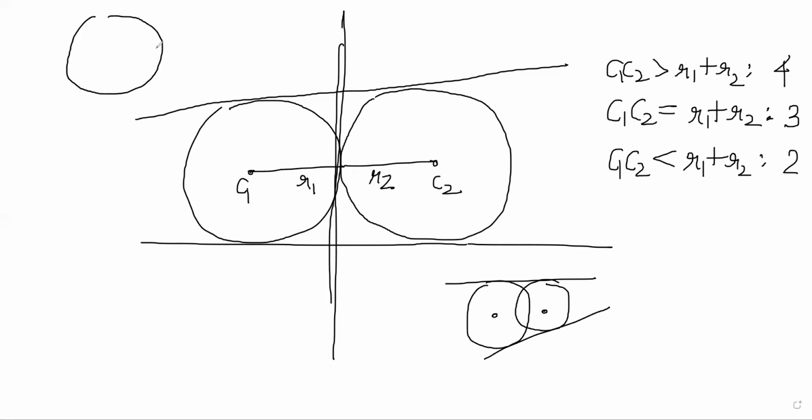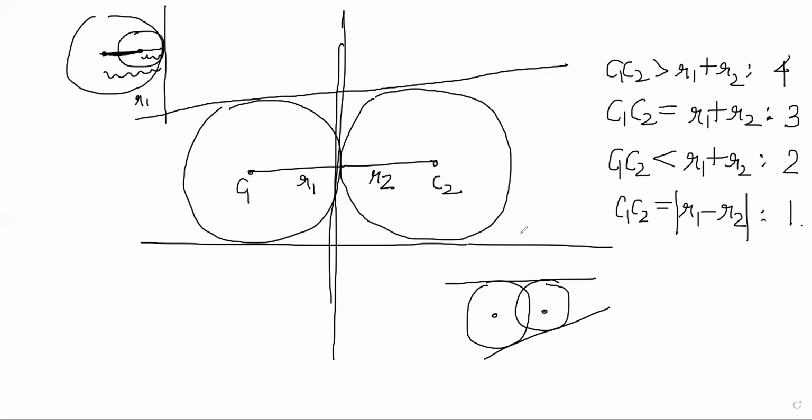Another case is like this, right? If C1C2 is equal to R1 minus R2, then one common tangent is possible, because here you see that R1 is this, R2 is this, C1C2 is the difference, right? Then there is only one possibility, right?